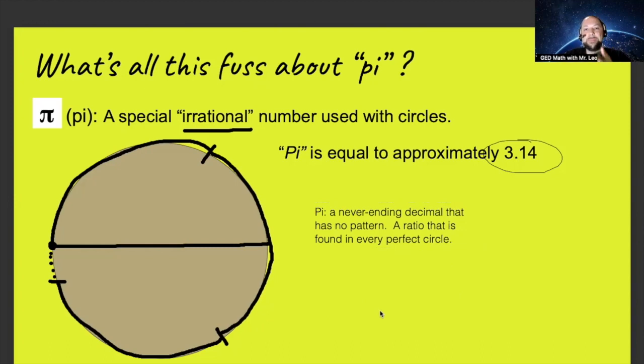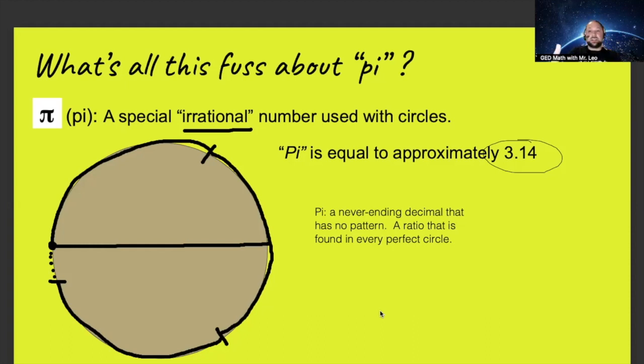So think about this. Pi is a never-ending decimal that has no pattern. It is a ratio that is found in every perfect circle. If you're the type of person that wants to get spiritual about math, this is one place you can do it. Think about circles. What are circles? All right. What's a circle? The moon is a circle. The sun is a circle. The earth is a circle. Your eyeball is a circle. In all of these perfect circles, we find this never-ending ratio, 3.14159, on and on and on. There is something incredible about that. In all of these things, there is a number that us as humans cannot perfectly write down. We can only approximate.